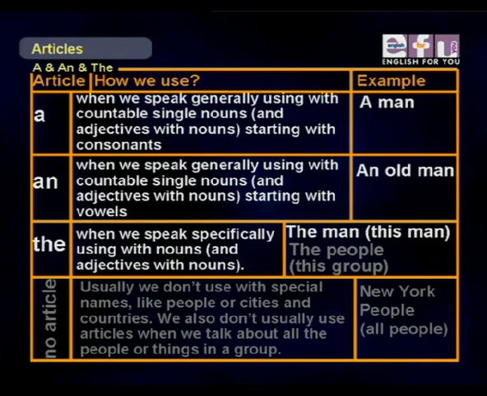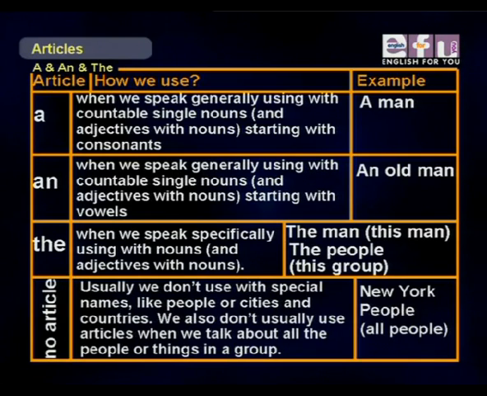We use the article the when we speak specifically using nouns and adjectives with nouns. For example, the man. This one we're talking about, or the people when we're talking about this group. Sometimes we don't use an article at all when we use special names like people or cities and countries. We also don't use articles when we talk about all other people or things in a group. For example, New York people or all people.